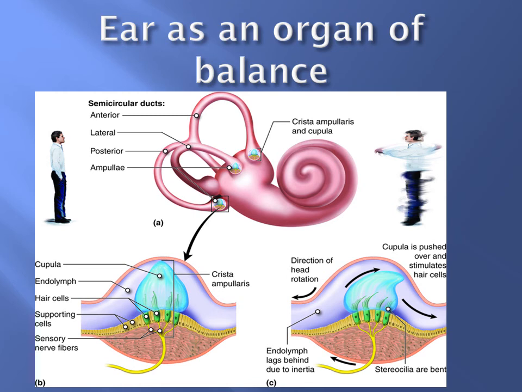So the canals are arranged in three planes at right angles to each other, so they can detect movement in any direction. The sacculus and utriculus also contain hair cells. Their hairs are embedded in a jelly containing calcium carbonate crystals called otoliths. So the weight of the otoliths pulls on the hairs, stimulating hair cells and producing nerve impulses. So this gives information to the brain about the position of the head.